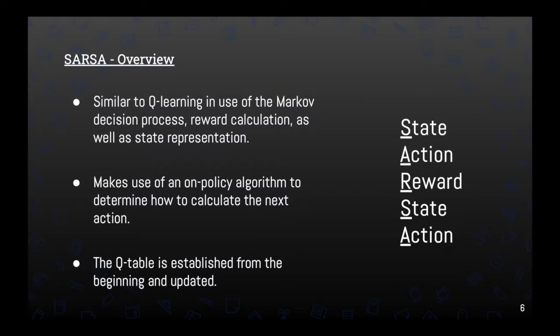SARSA, however, makes use of an on-policy algorithm, allowing for the next action to be taken to be decided upon by the current action. This means that given the current state and action, the reward observed by these, and the next desired state, the algorithm is able to identify the next best action to be taken. Unlike the Q-learning algorithm, which enters a new value to its Q table once a new state-action pair has been encountered, the SARSA algorithm makes use of a Q table with a predetermined size and dimension, and simply updates the value in the table with each pair encountered.